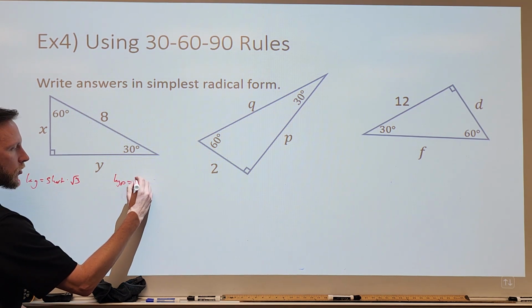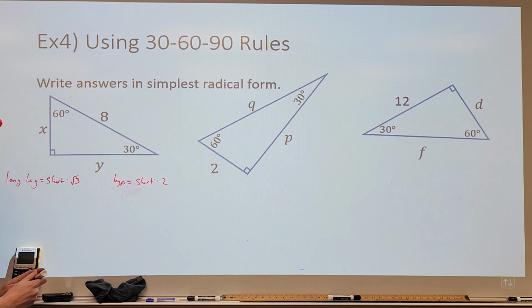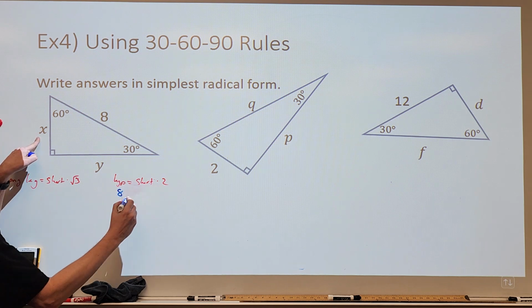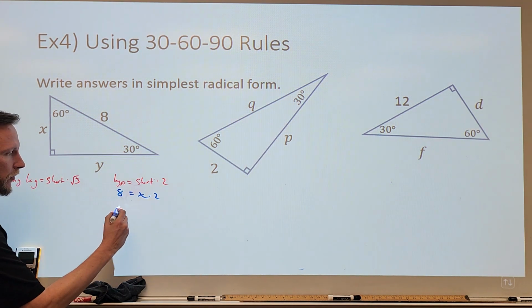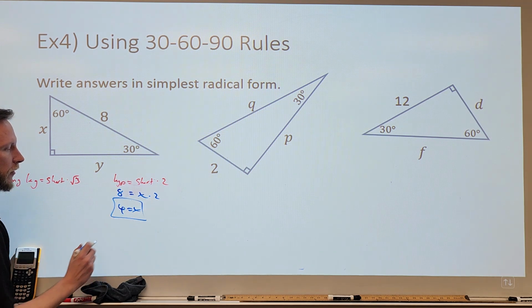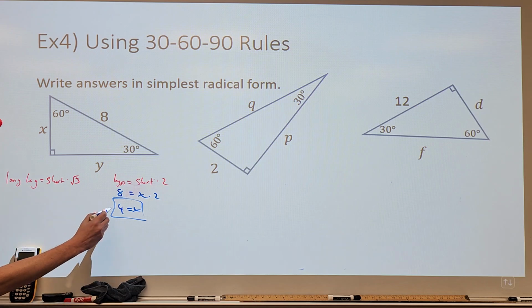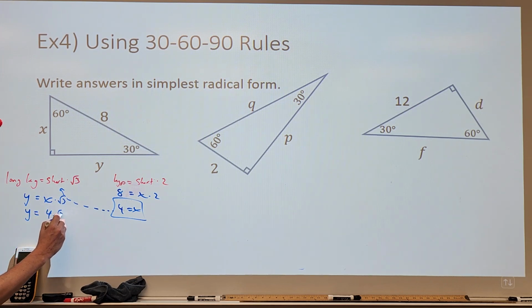Hypotenuse is equal to short leg times 2. So, I know the hypotenuse. I do not know the short leg, but I can solve that equation pretty quickly. 4 is equal to x. Over on this side, I now know the short leg. So now I have y is equal to x times the square root of 3. y is equal to 4 times the square root of 3, and we're done.